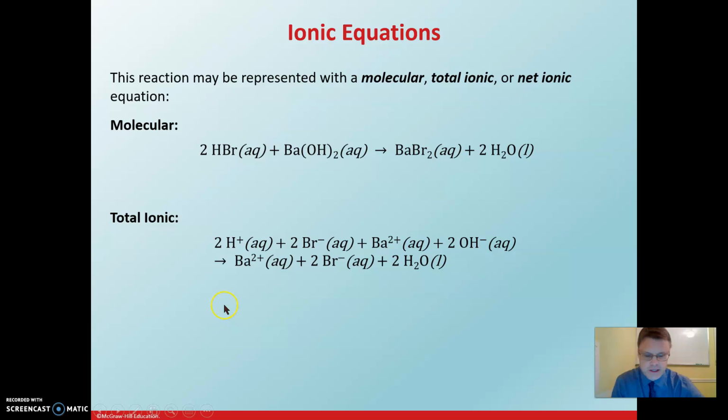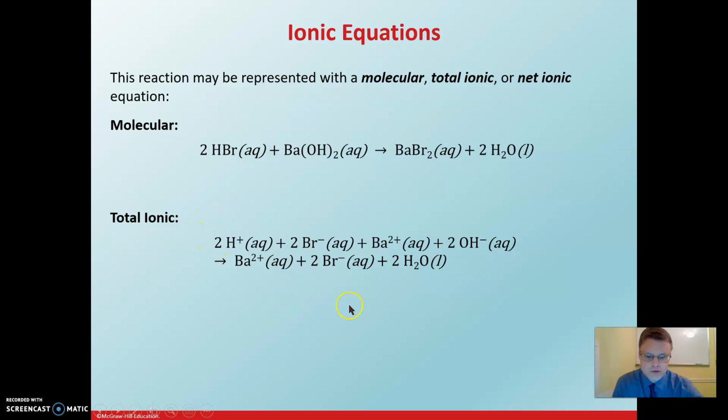What's interesting here is that, at this point, you'll notice here are my reactant ions and my product ions. Some of these ions appear on both sides of the equation, for instance the 2 Br- ions, and also the Ba2+ ions. We call these spectator ions, because they're not really participating in the net reaction since they're on both sides of the equation. So we can write what's called a net ionic equation, where we cross out the spectator ions and see what's left.